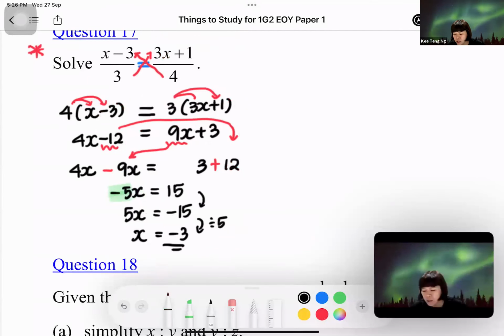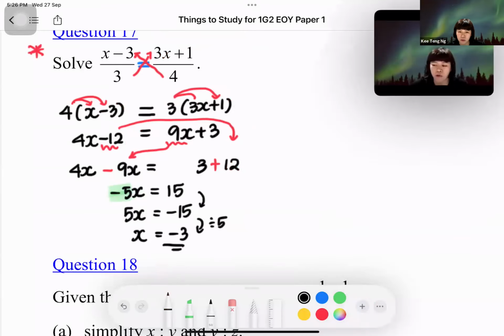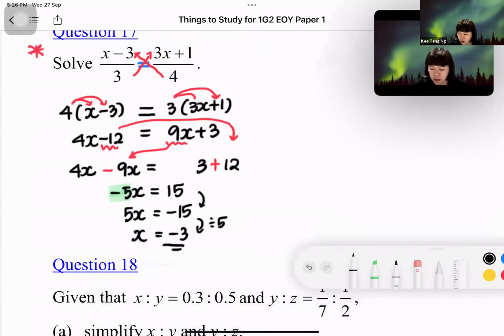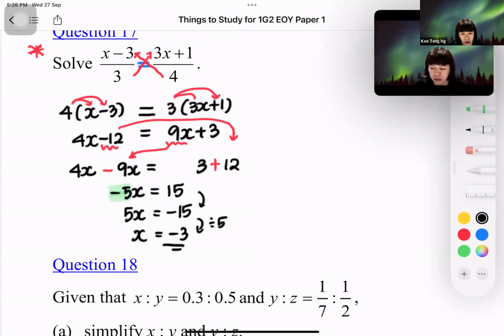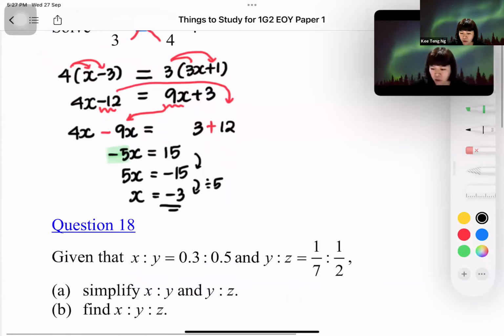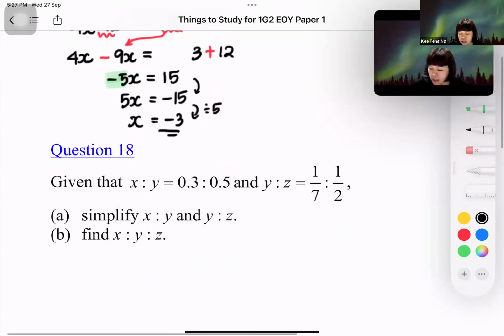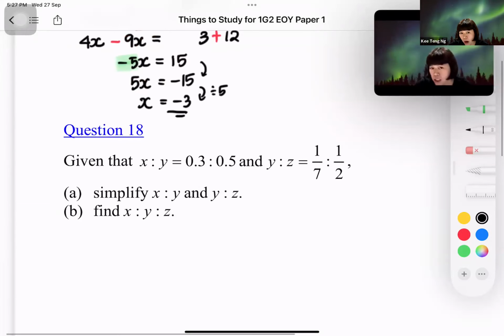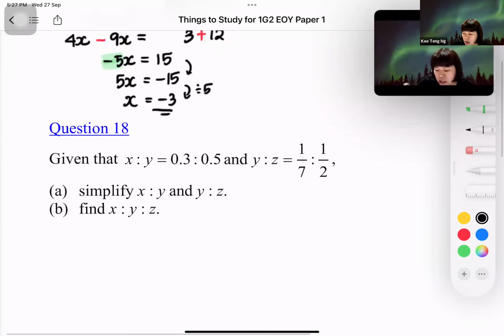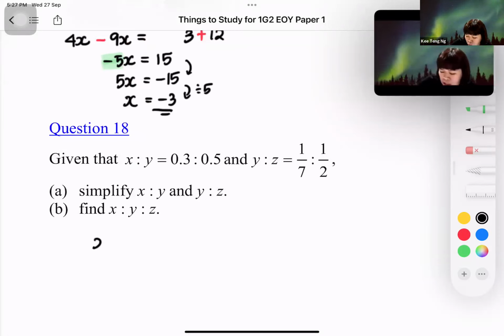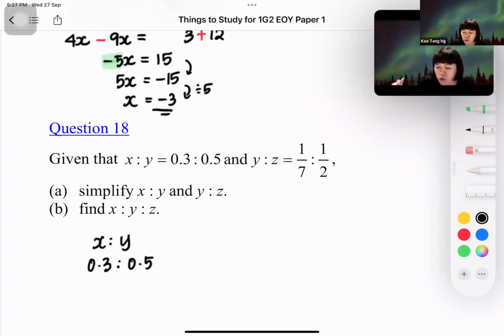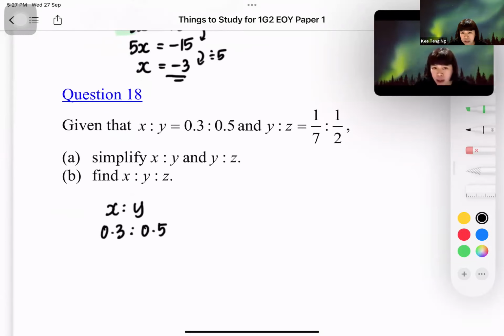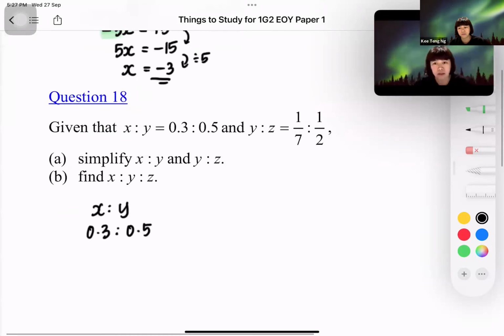Some questions at the back, I think will be more for paper 2. Then maybe I'll go through another time, but I'll do the basic ones that come out for paper 1 first, okay? Next question, this one is very popular, came out in your WA3 as well, right? So first things first, x is to y is the number 0.3, 0.5. When we do ratio, can we have decimal places?